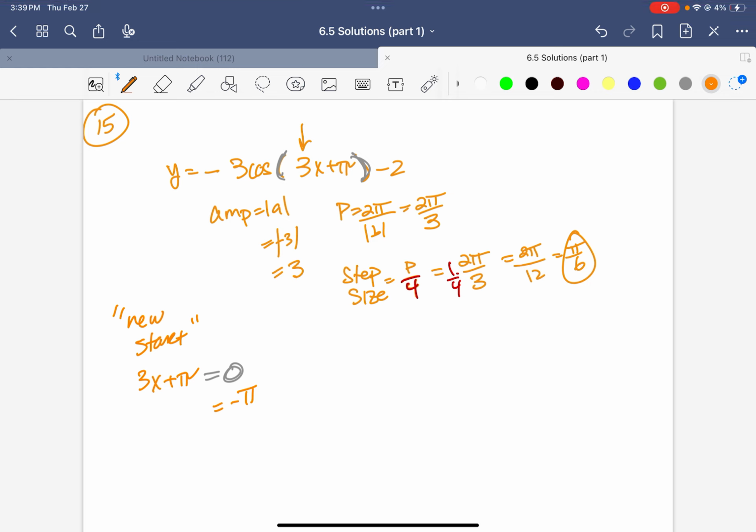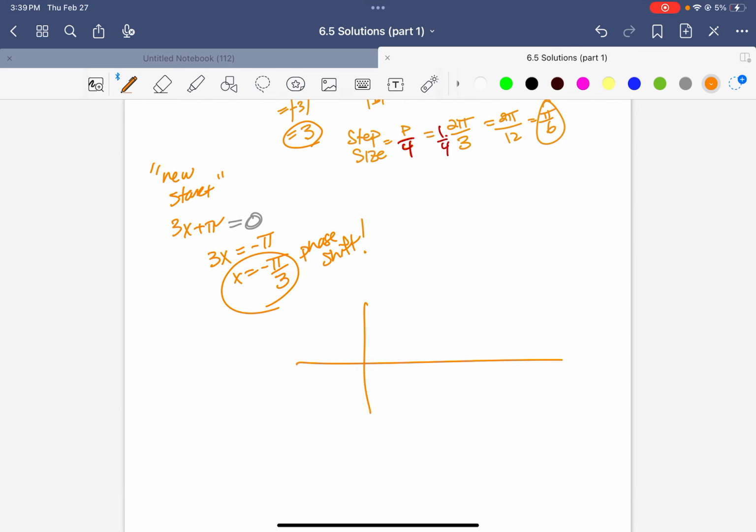So it looks like it's going to be at negative pi over 3. So that's going to be our phase shift, in other words, our new starting value. So I've got my amplitude, my step size, and my phase shift.